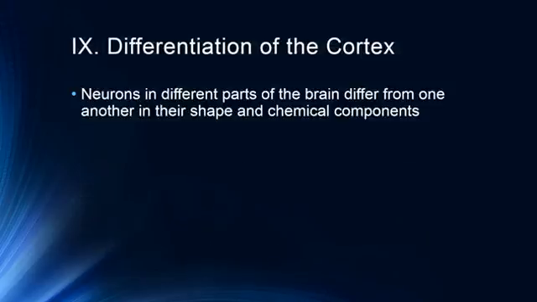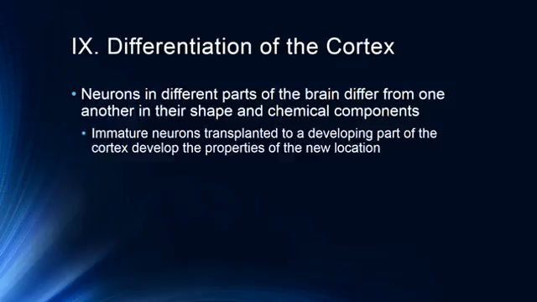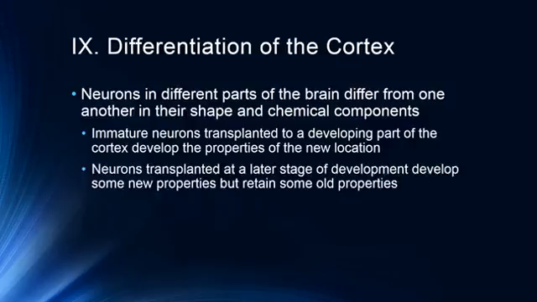So the cortex starts to differentiate throughout development. Neurons in different parts of the brain differ from one another in their shape and chemical components. Immature neurons transplanted to a developing part of the cortex can develop properties of the new location, but neurons that are transplanted at a later stage of development develop some new properties, but will retain some old properties from where they were. So as we start to differentiate, if cells are moving later in development, they're maintaining some of their previous properties.